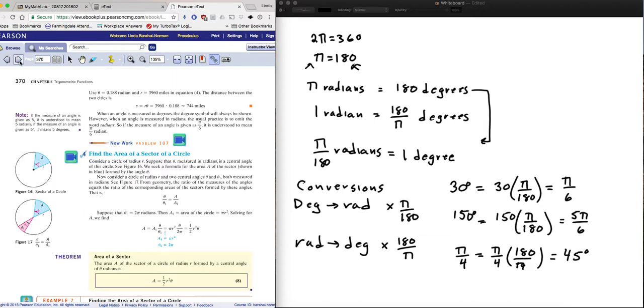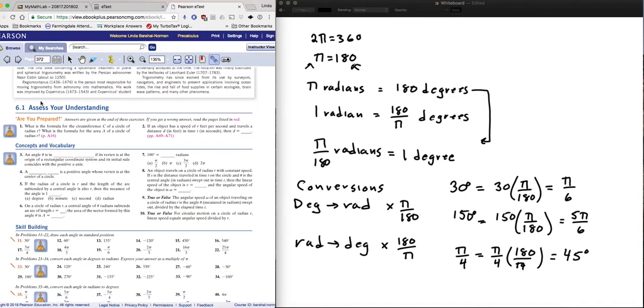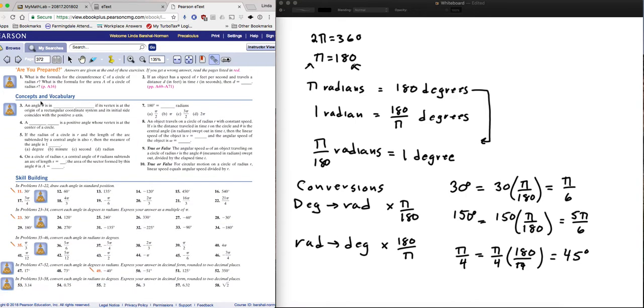So from this section, I'm going to pass by this stuff right now. What I'm considering to be important are problems 11 through 58, it looks like. This is the point at which you might want to pause the video and work on some of these conversions, just converting back and forth from degrees to radians.